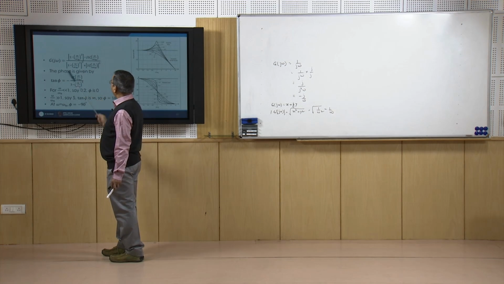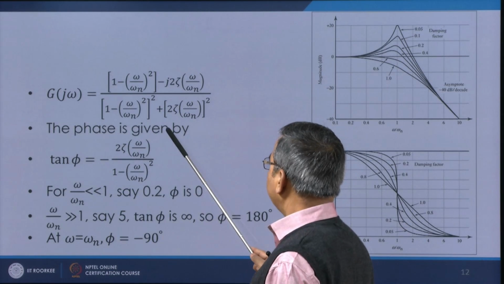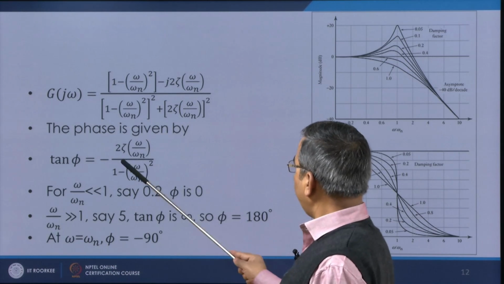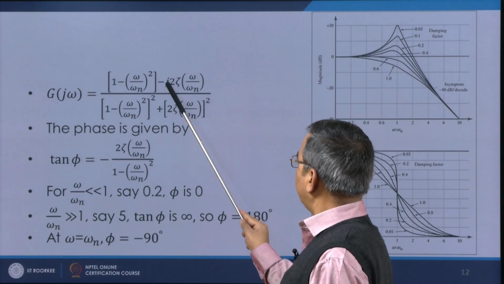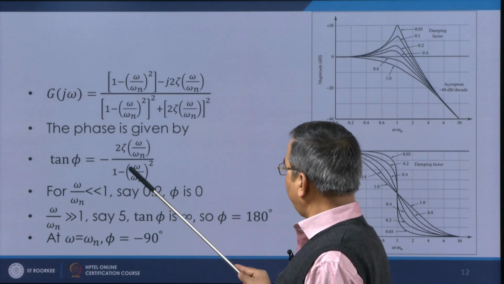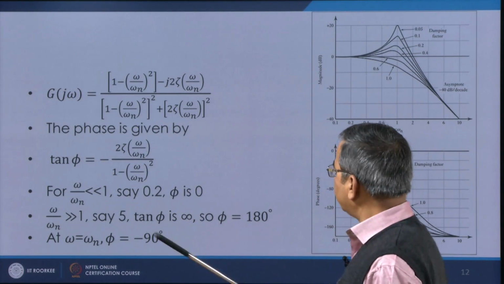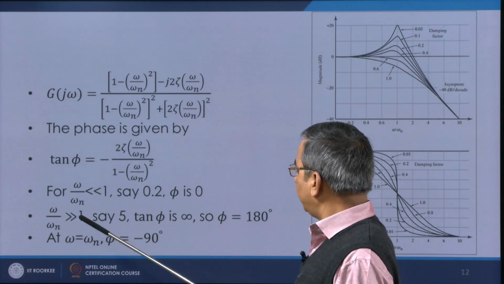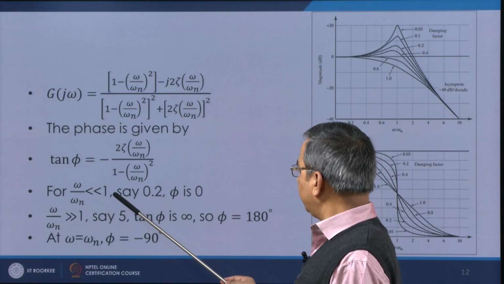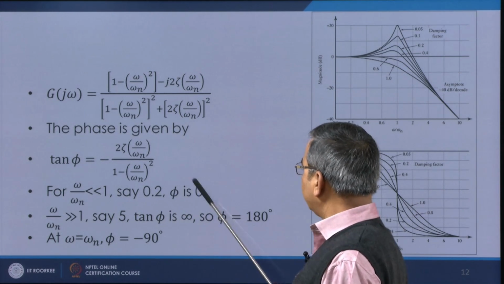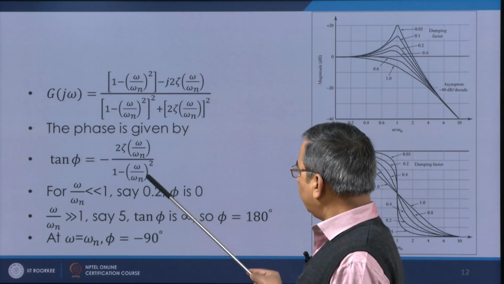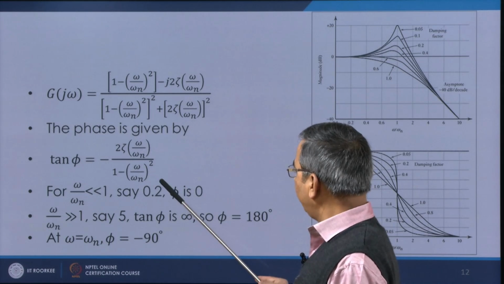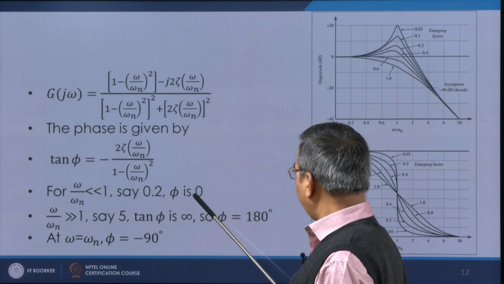So, this was our G(j omega) function, and in this case, coming to the phase, the phase is given by tan phi equal to y by x. So, this portion is y with a minus sign divided by x, this one. Now, if I am interested in plotting the phase with omega by omega n, let us say that initially omega by omega n is very less than 1, say 0.2. In this case, I can neglect this, and so this is going to be approximately very small. So, phi value I can take as 0.